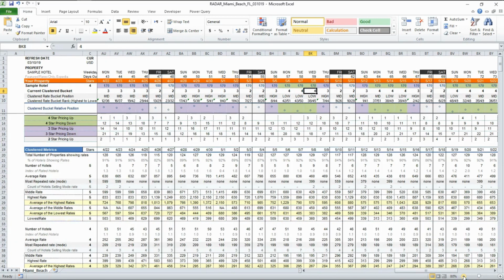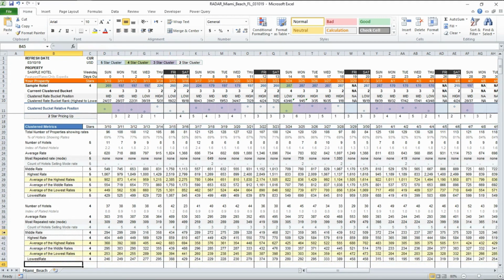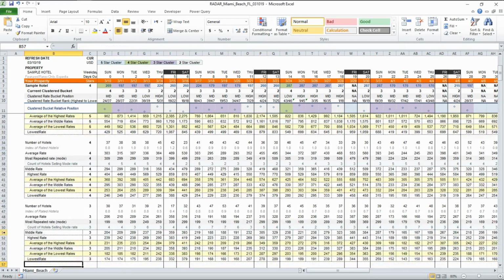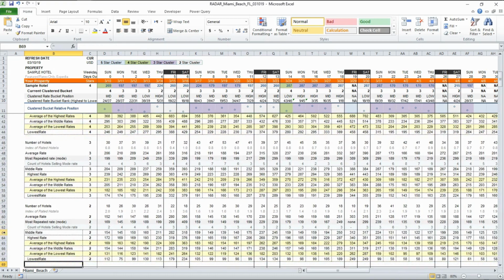With Radar, you can analyze each rate in detail to make sure your offer is positioned correctly. Radar includes dozens and dozens of metrics for each day. You can dig into each of these in order to gain knowledge about your market and the positioning of your rates.